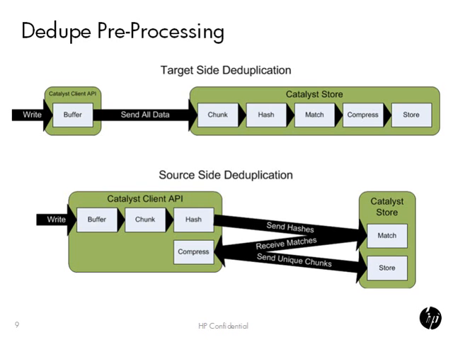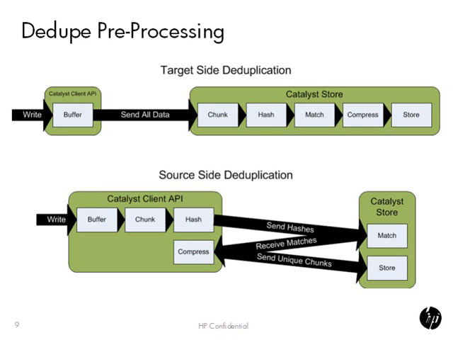We do then do the matching on the D2D appliance within the Catalyst store. We then send back a list of the chunks that we do not have matches for. The Catalyst client then will compress all of the chunks that need to be sent over, all of those unique chunks, and finally we'll then store those chunks on the D2D.